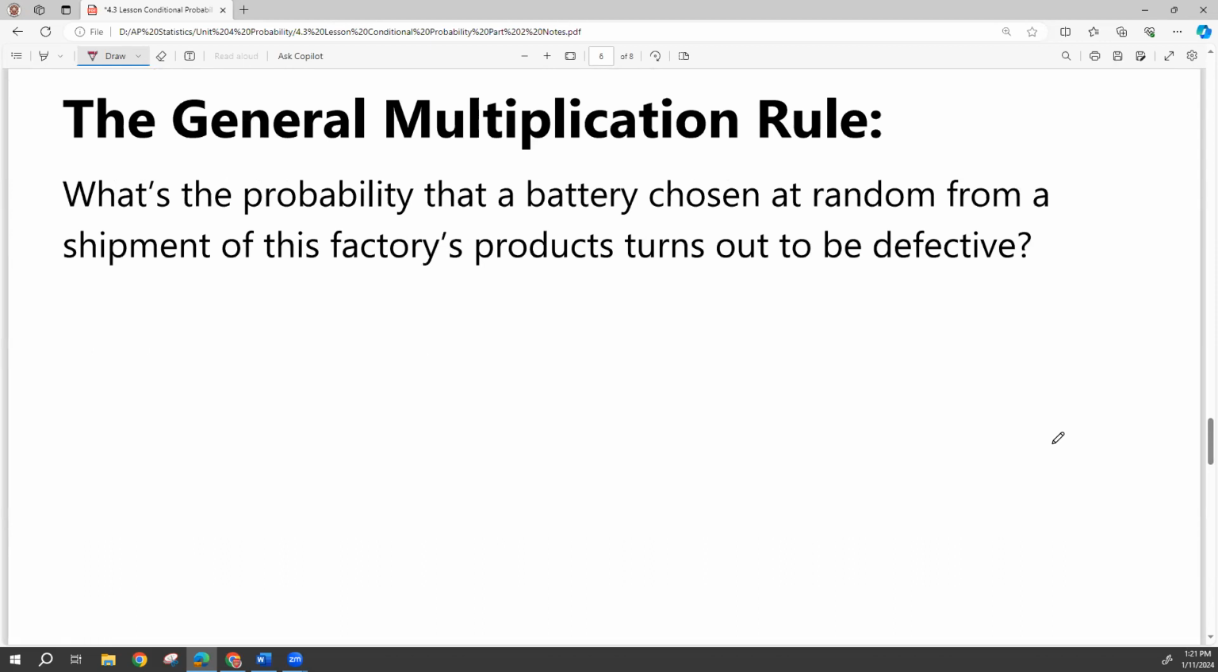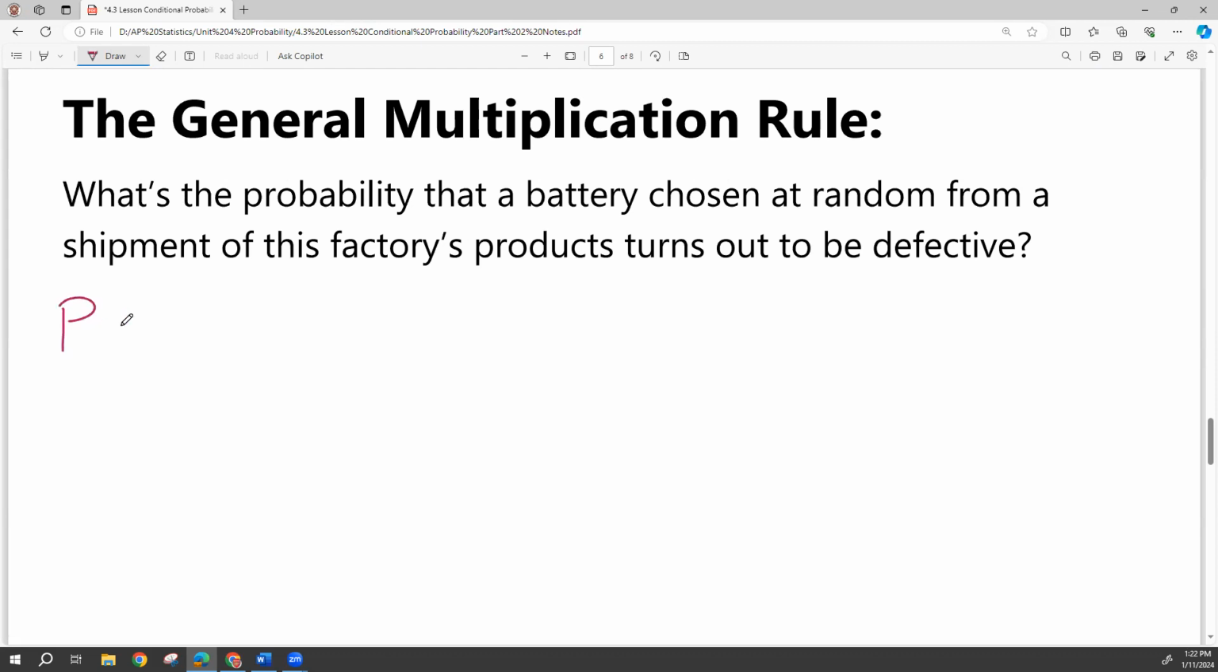So now we want to know the probability that a battery chosen at random from a shipment turns out to be defective. Well, there are two possibilities for having a defective battery. We could have a regular battery that's defective, or we could have a rechargeable battery that's defective. So those are mutually exclusive events. You can't be a regular battery and a rechargeable battery. So we can find two probabilities and add them together using our addition rule because we have mutually exclusive events.